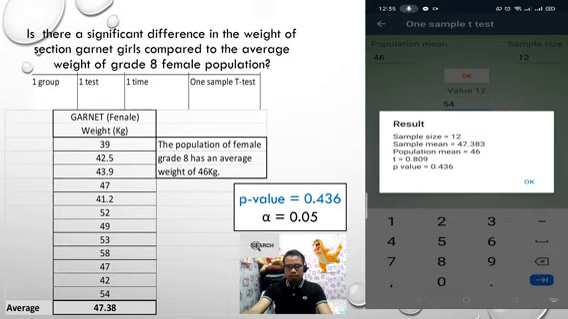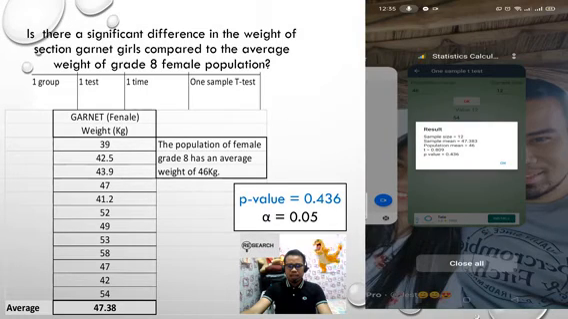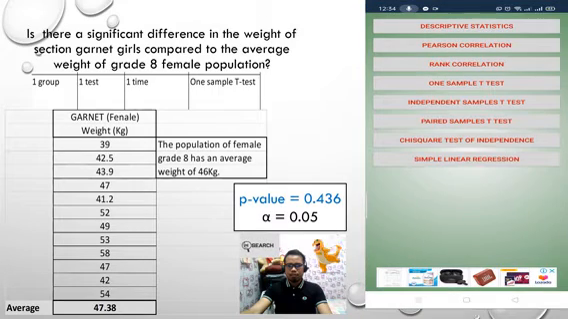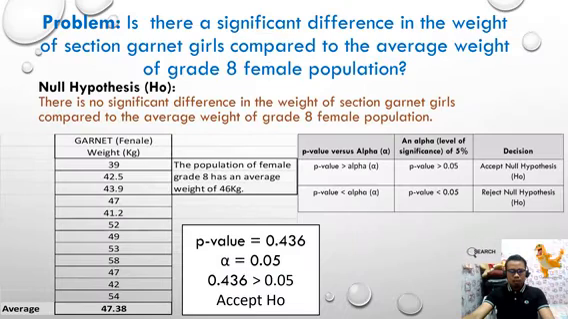Okay. So again, we have the sample size, the sample mean, 47.38, and the population mean, which is 46. So we computed already the p-value. The p-value is 0.436. So the p-value is 0.436, and the alpha is 0.05. Let us see the table.